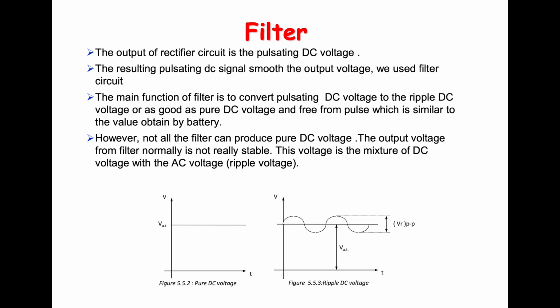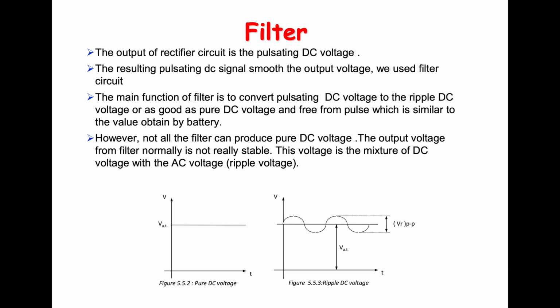So the output of rectifier circuit is pulsating DC voltage, and the resulting pulsating DC signals are not suitable as the output voltage. We use filter circuit, and the main function of the filter is to convert the pulsating DC voltage into a small ripple of DC voltage, or as good as pure DC voltage, which is similar to the value obtained by the battery.